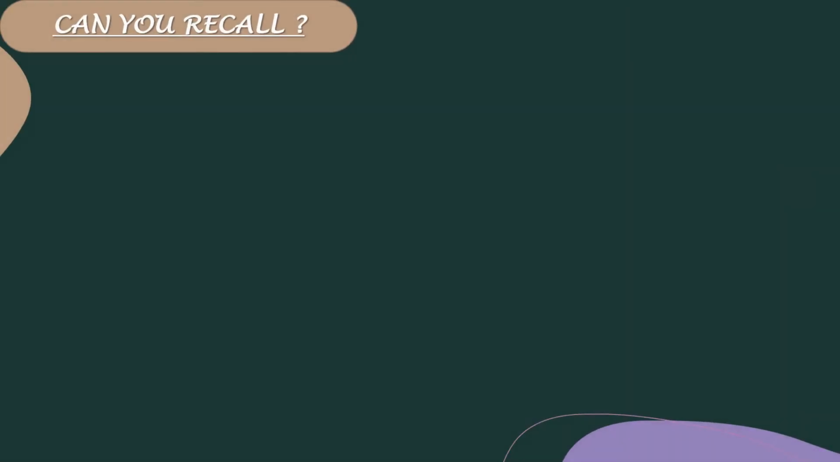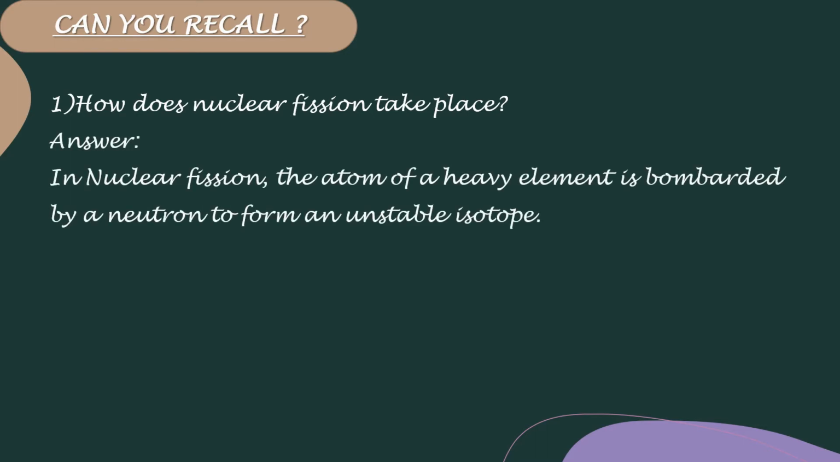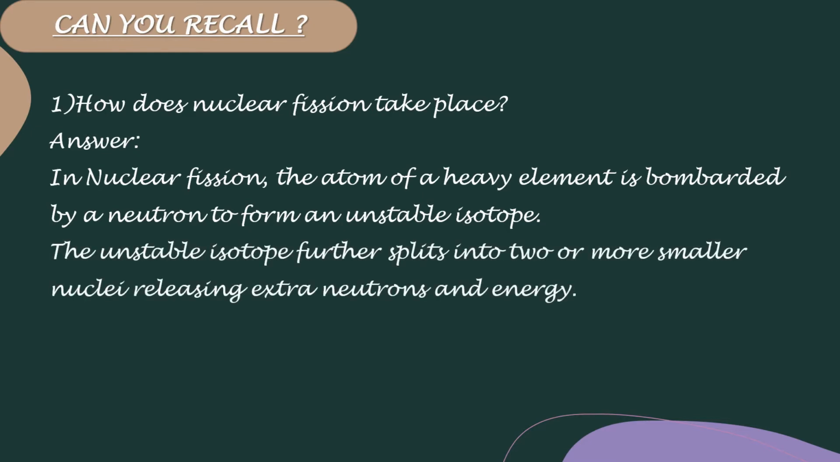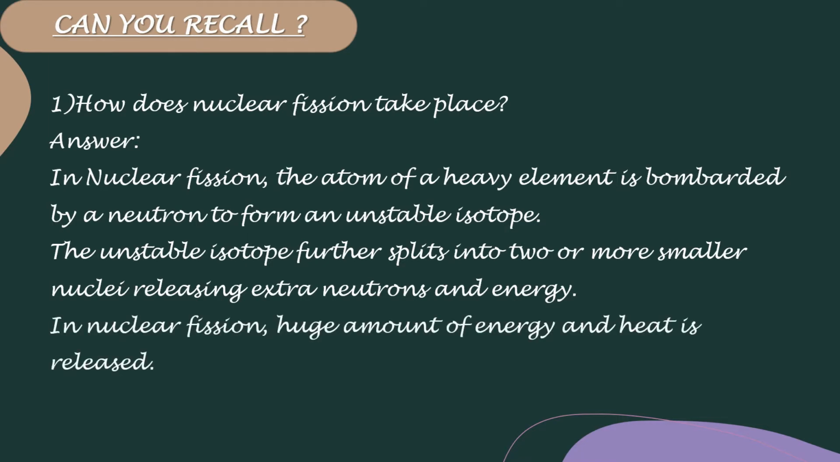Now students, can you recall how does nuclear fission take place? Yes, in nuclear fission, the atom of a heavy element is bombarded by a neutron to form an unstable isotope. The unstable isotope further splits into two or more smaller nuclei, releasing extra neutrons and energy. And in nuclear fission, a huge amount of energy and heat is released.